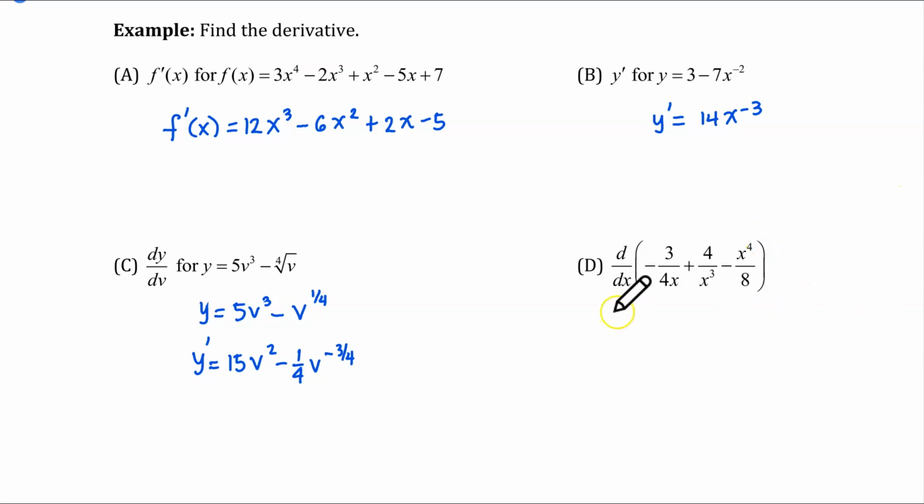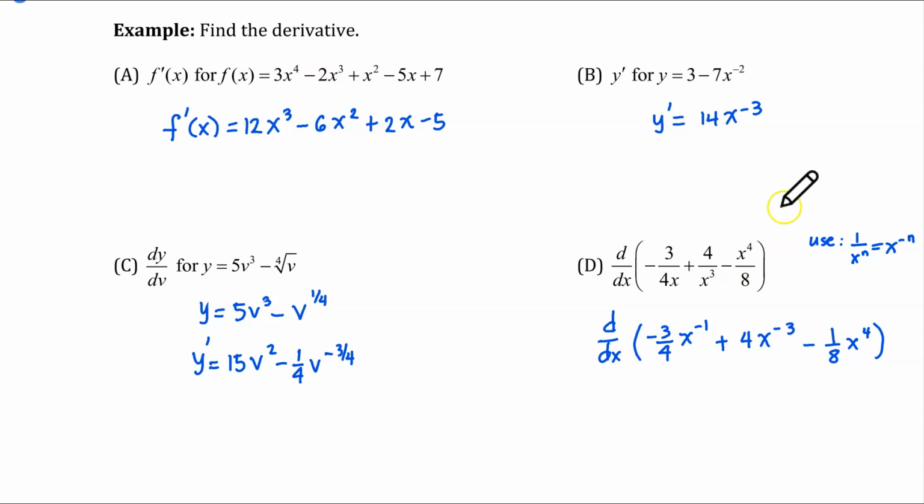And lastly, for letter D, let's rewrite first each of the terms here so we can use the power rule. So we are going to get the derivative with respect to x of, so we have negative 3 over 4 times x to the negative 1. So we use the property 1 over x to the n is equal to x to the negative n. And then the second term is 4x to the negative 3. And the third term is negative 1/8 x to the 4th.